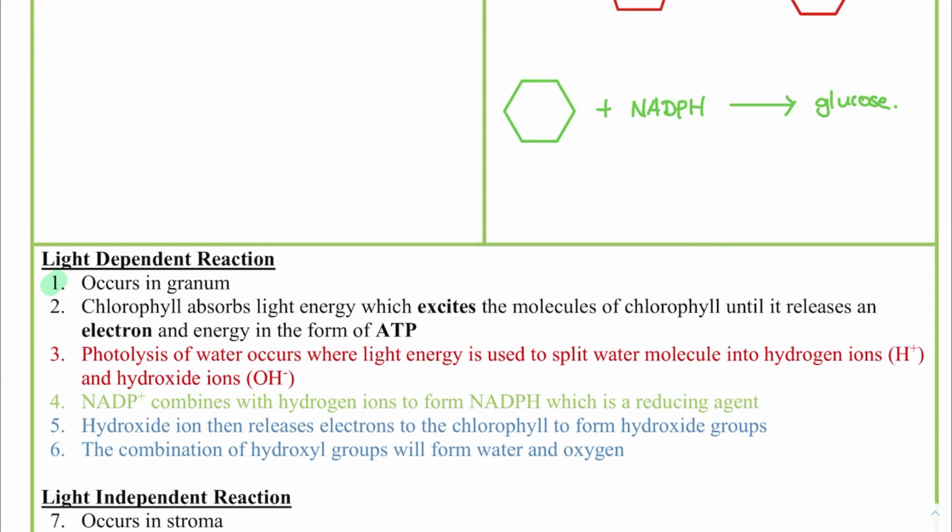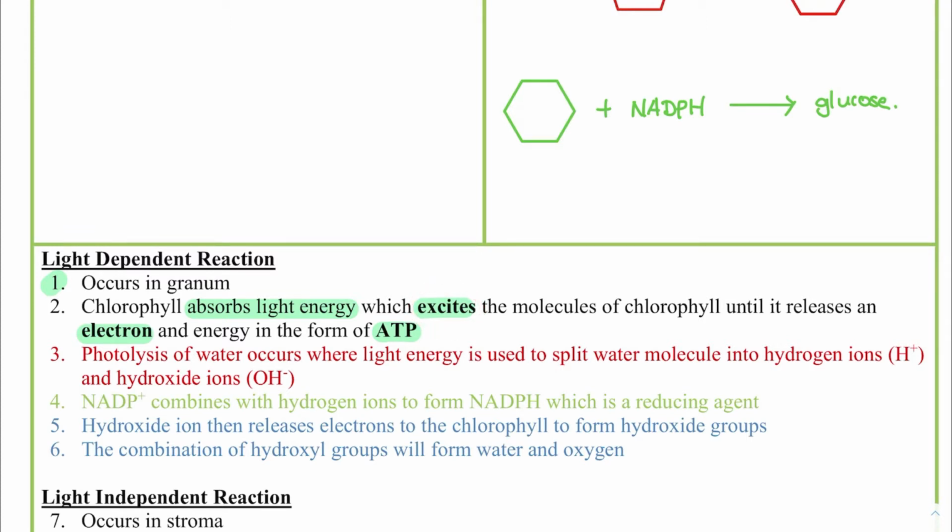You can say the light-dependent reaction occurs in the granum of the chloroplast, whereby inside it, the chlorophyll absorbs light energy, which excites the molecule of chlorophyll until it releases an electron and ATP. So what does this whole sentence mean? When the chlorophyll absorbs light energy, it will excite the chlorophyll.